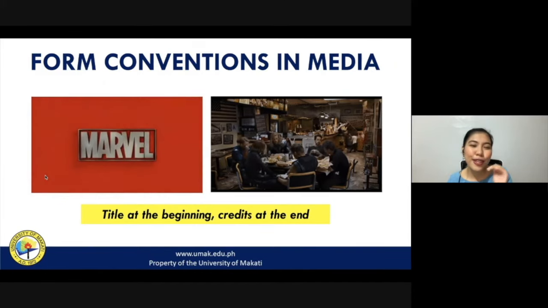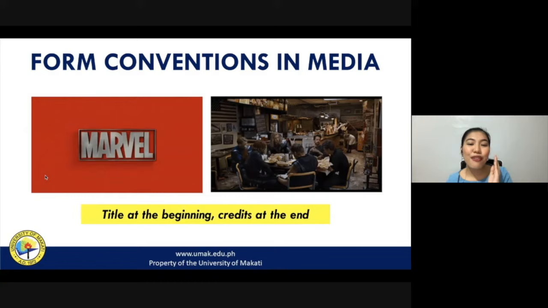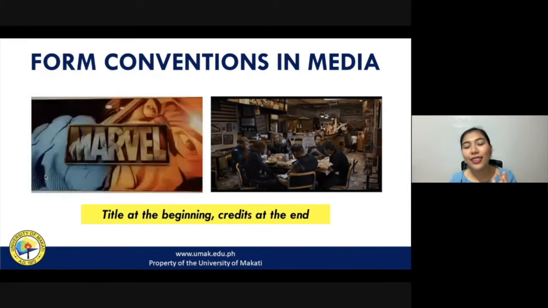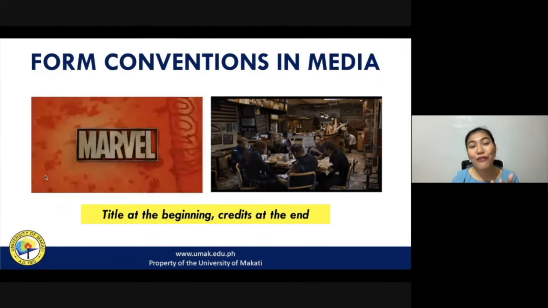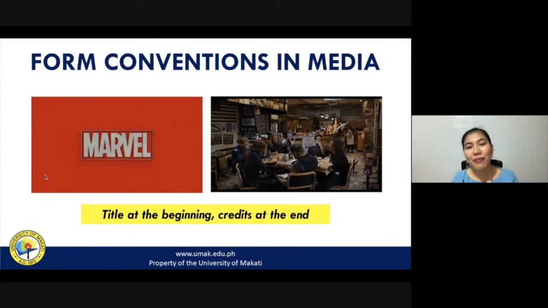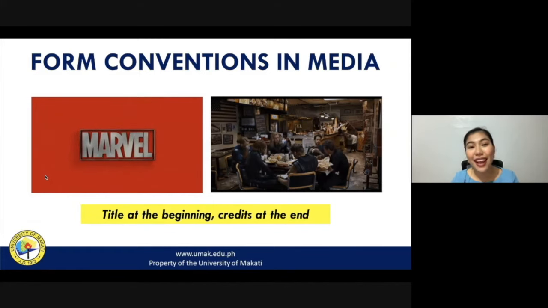A very good example of a form convention is in Marvel movies. You would notice that when you are watching Marvel movies, even if the credits have already been presented to you at the end, you still do not get up from your seat in the cinema or stop the movie from playing. Why? Because it's been a widely accepted convention that when you are watching Marvel movies, there is an extra scene after the credits have been played.